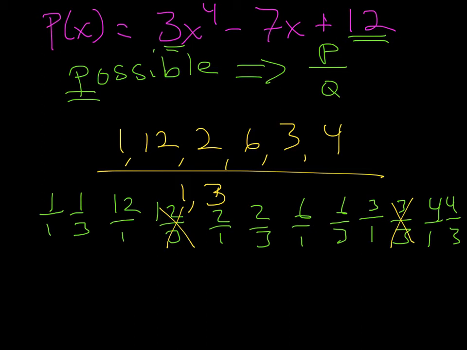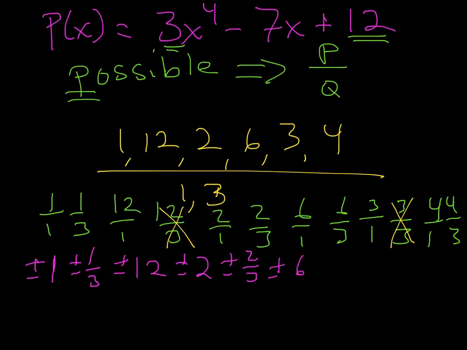I think that's it. If I miss any, I apologize, you guys. Okay, so remember, the other thing you have to remember is you have to put a positive and negative in front of each one. So it's positive and negative 1, positive and negative a third, positive and negative 12, positive and negative 2, positive and negative 2/3, positive and negative 6.